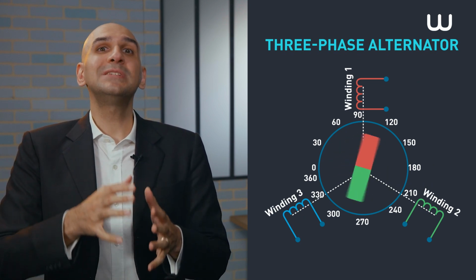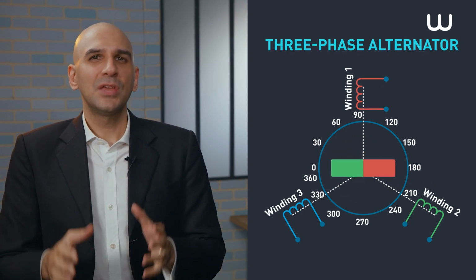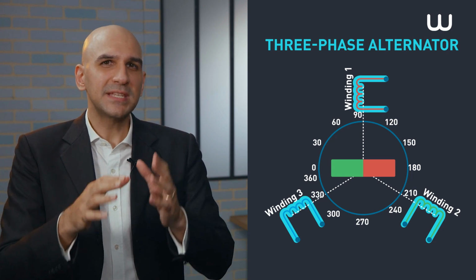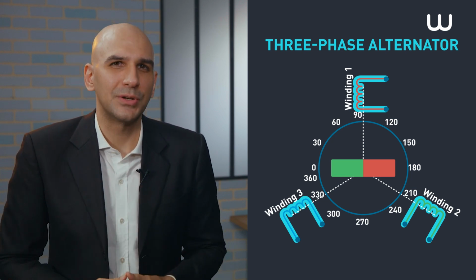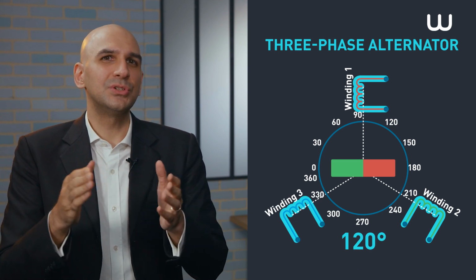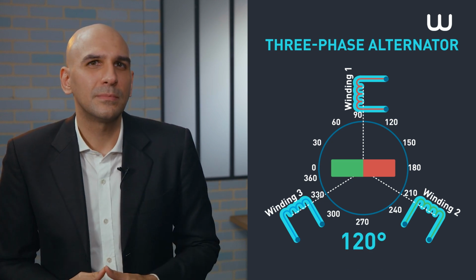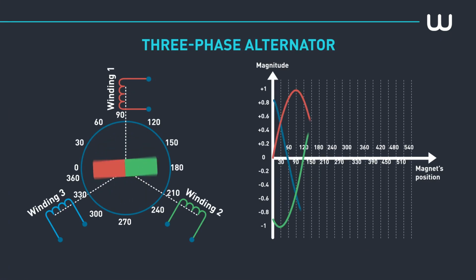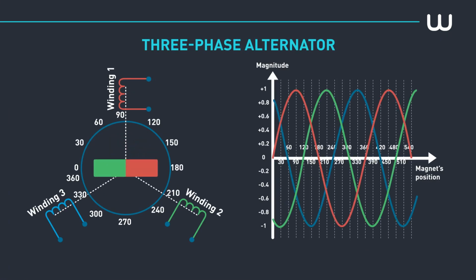In a three-phase alternator, a magnet rotates around an axis. Three identical windings are regularly spaced out in the fixed part of the three-phase alternator. The windings are placed at 120 electrical degrees apart from one another. A three-phase alternator creates three single-phase alternating currents.